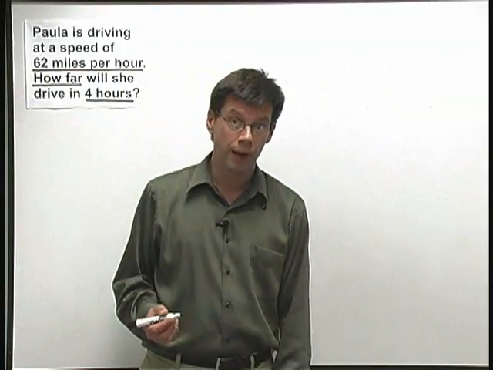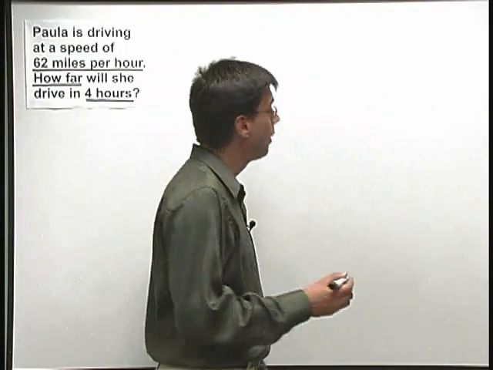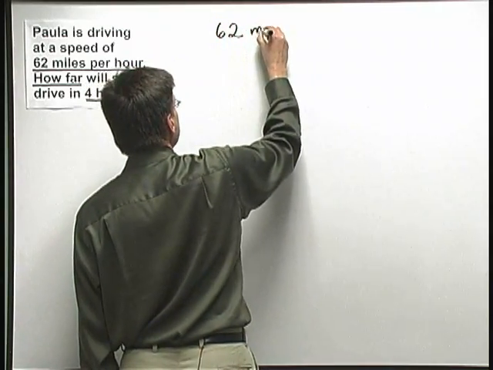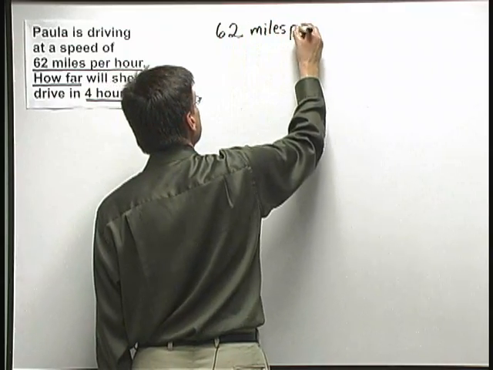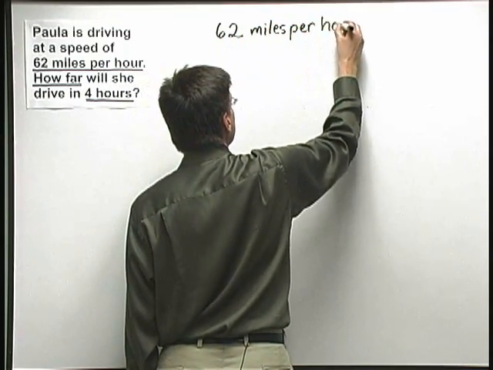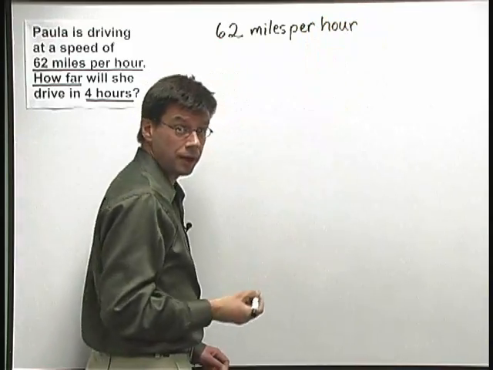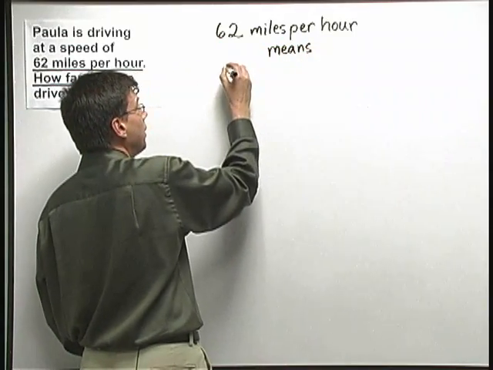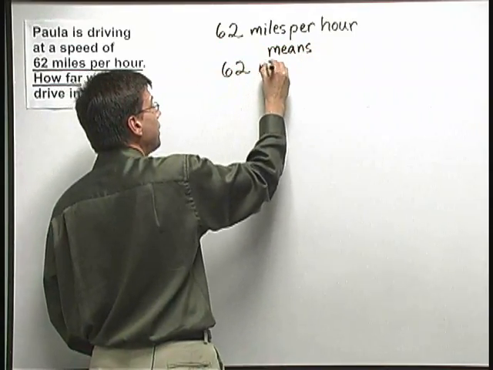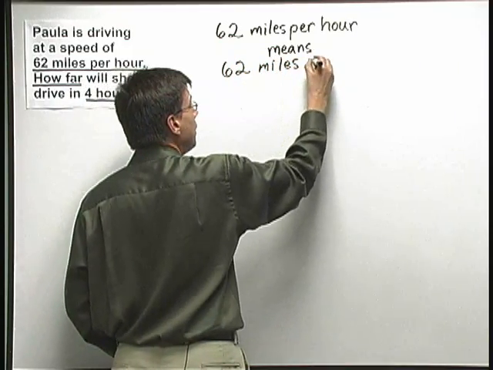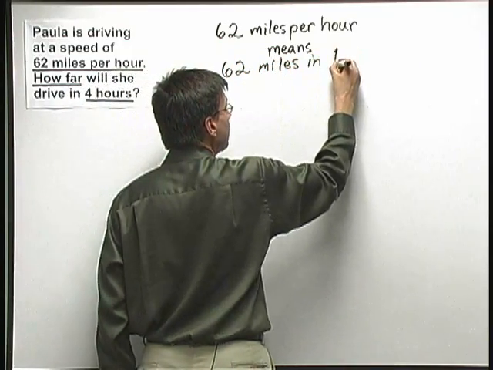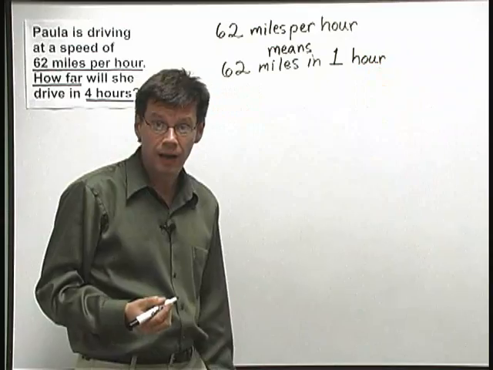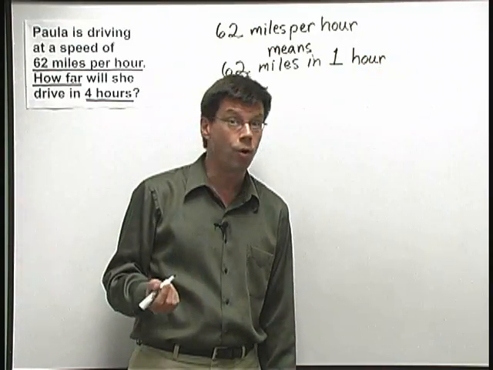We're going to use the rate to help us figure out this problem. The rate is 62 miles per hour. "62 miles per hour" means that Paula can drive 62 miles in 1 hour. Now, Paula's actually going to drive a total of 4 hours.